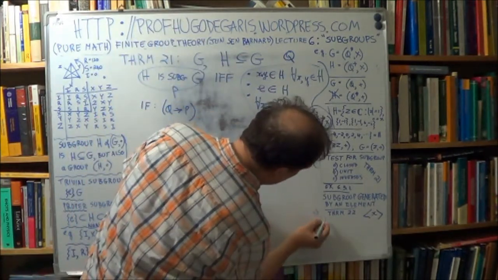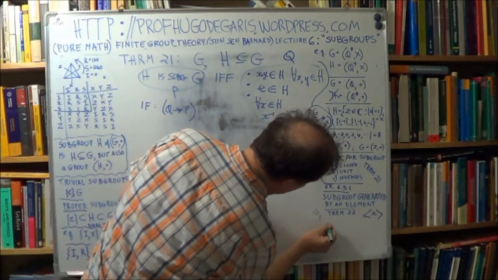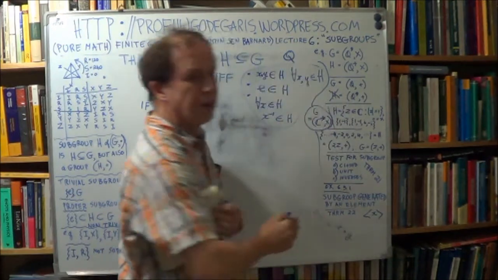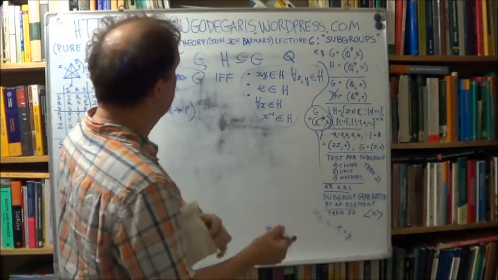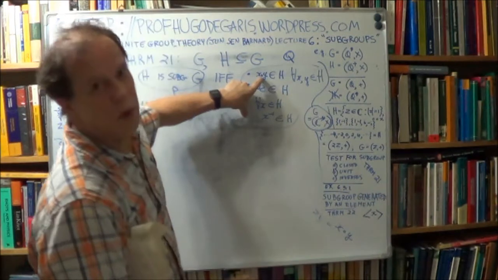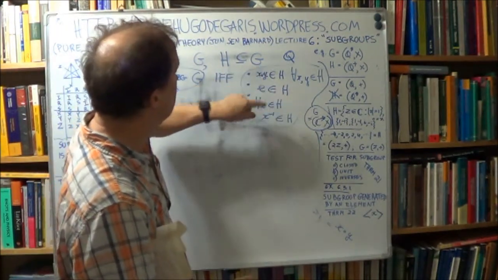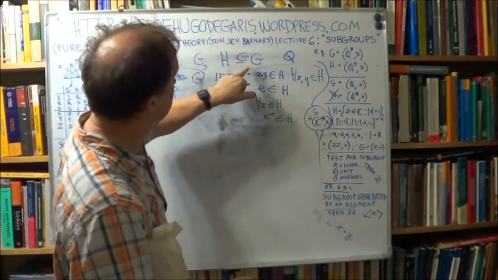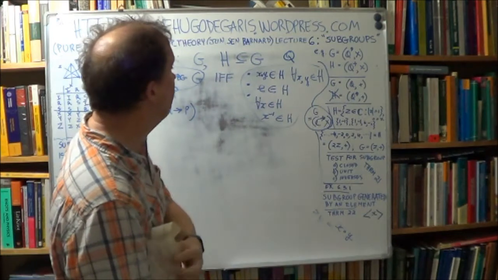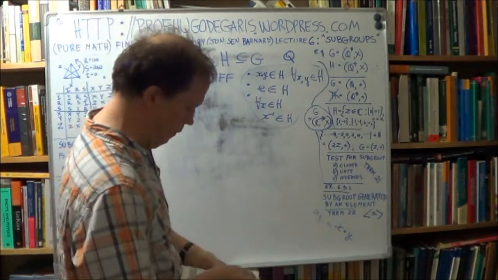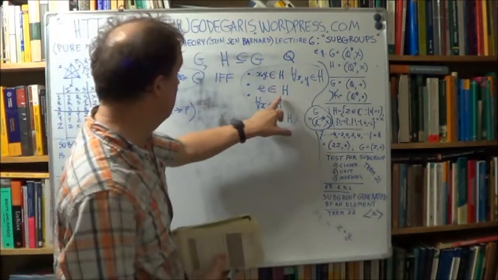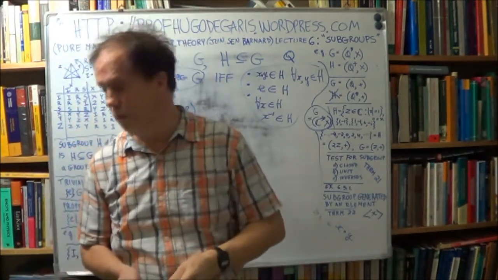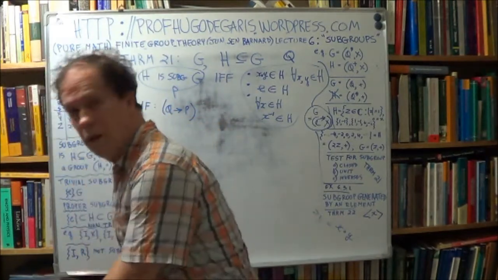So xy is just a shorthand for x binary operator y. So implicit here with the binary operator, where does that binary operator come from? Well, it comes from G. So this binary operator for H will be inherited from G. It's just the same one. Alright, so we start with this, and we have to prove this. Now, given the timing, I think I'll stop here.